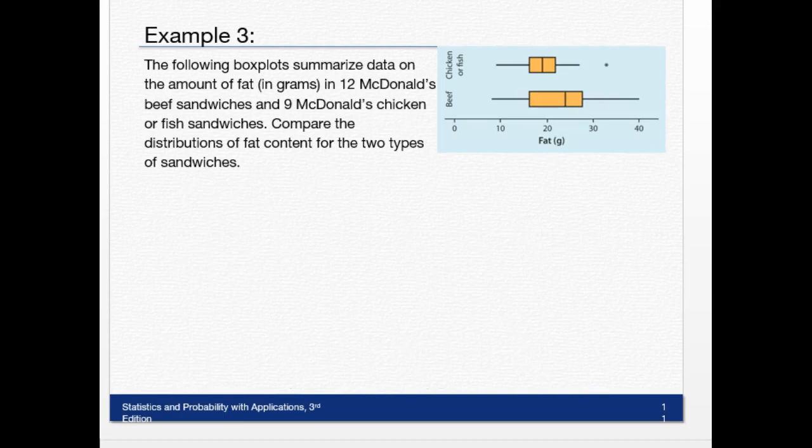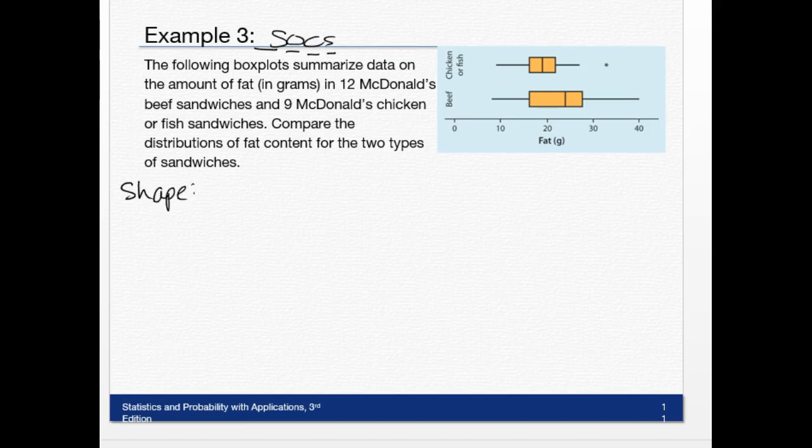All right, example 3. The following boxplots summarize the data on the amount of fat in 12 McDonald's beef sandwiches and 9 McDonald's chicken or fish sandwiches. Compare the distributions of fat content for the two types. If you remember, when we do this, we're going to use SOCS: shape, outliers, center, and spread. All right, so let's do this.